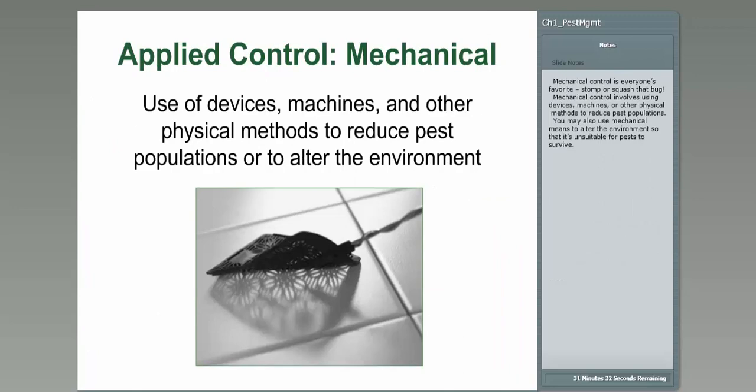Mechanical control is everyone's favorite. Stomp or squash that bug. Mechanical control involves using devices, machines, or other physical methods to reduce pest populations. You may also use mechanical means to alter the environment so that it's unsuitable for pests to survive.